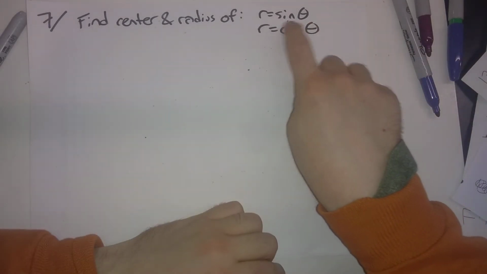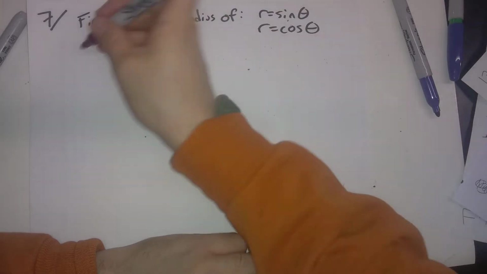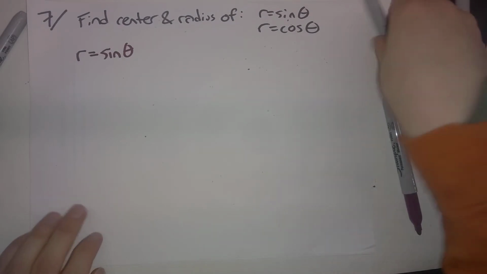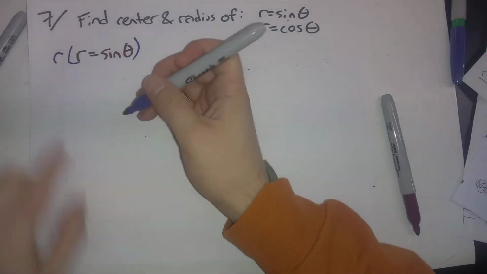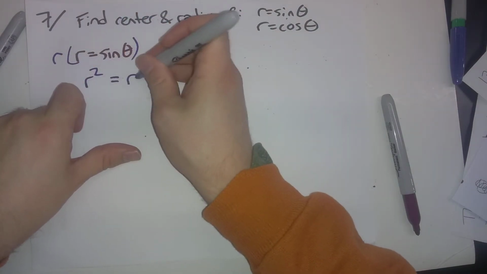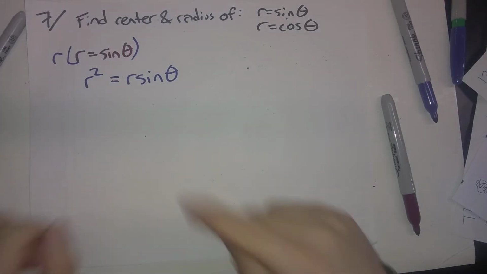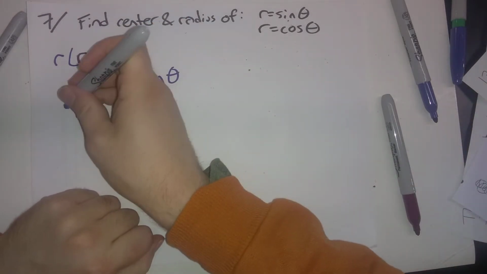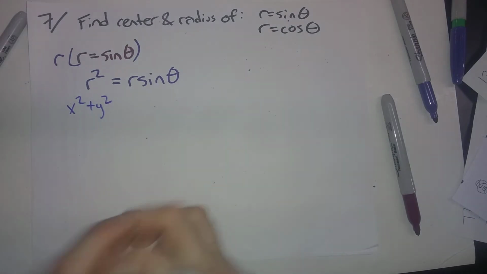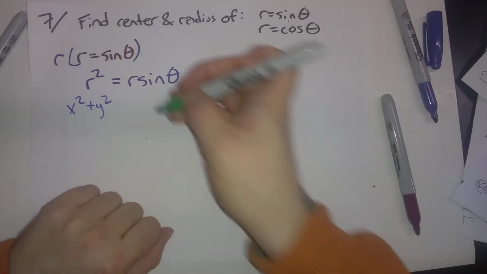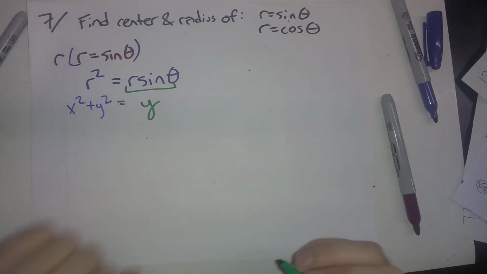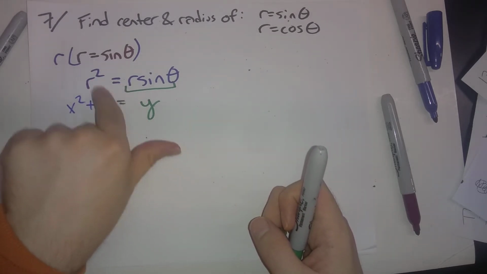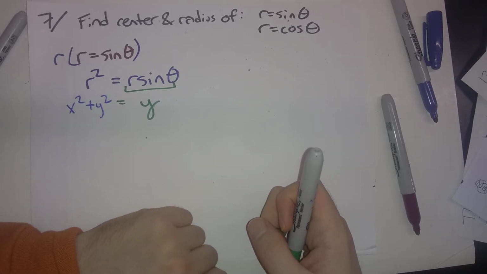So the first one we want to look at is r is equal to sine theta. Let's multiply both sides of this by r to get r times r is r squared, and then r sine theta. Why did we do that? Well, r squared, we know from our polar coordinates conversion chart, is x squared plus y squared. And r sine theta, that's y. So multiplying by r on both sides allows us to convert to x's and y's here.